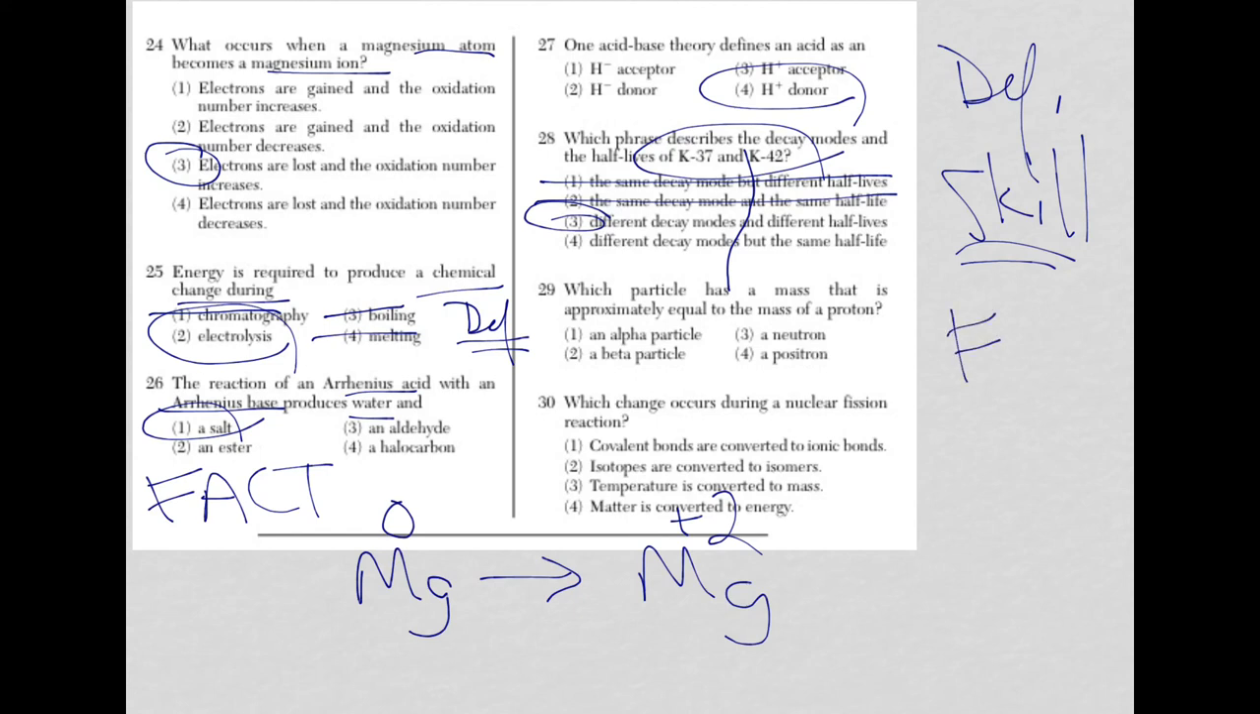29. Which particle has a mass that is approximately equal to the mass of a proton? Well, that's a fact, and that is, of course, a neutron. And finally, for 30 here, which change occurs during a nuclear fission reaction? Again, fact, E is equal to mc squared. For fission and fusion, matter is converted to energy. So, again, write down those facts and definitions. Practice those skills. Keep working hard, and good luck.